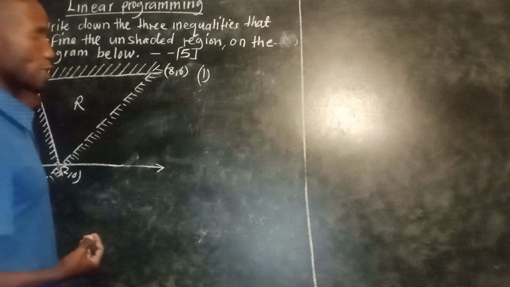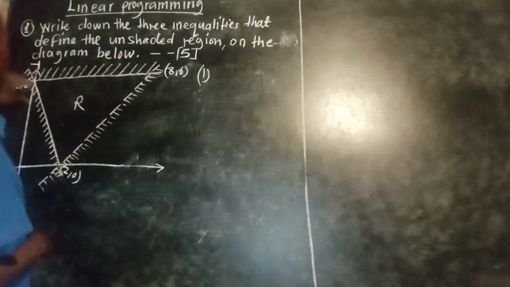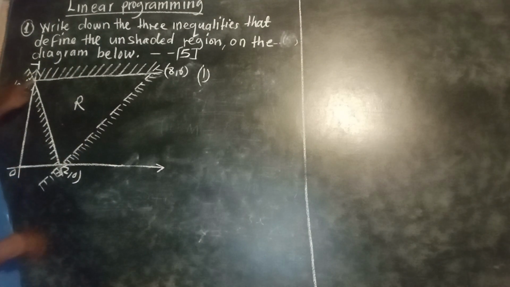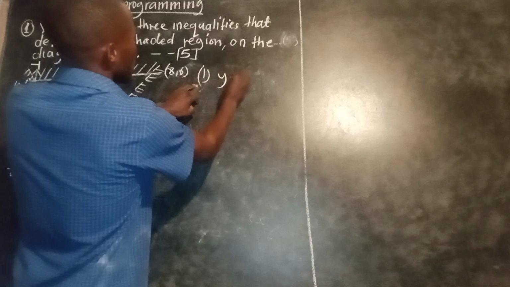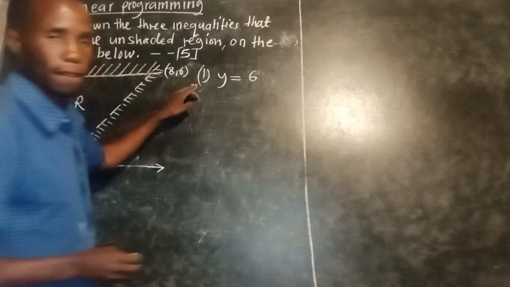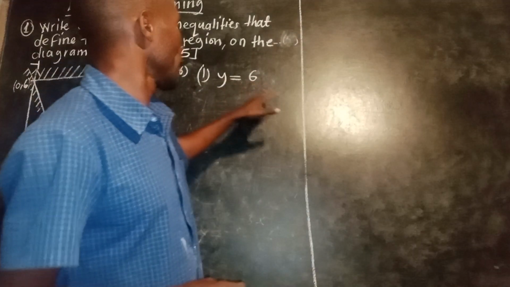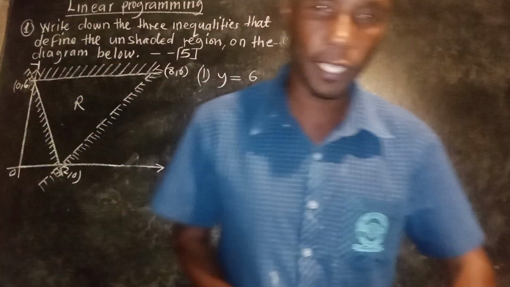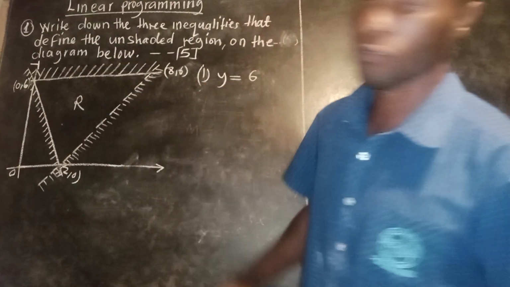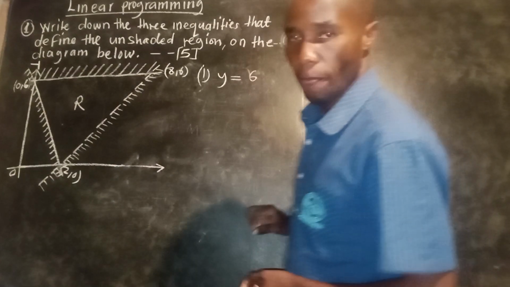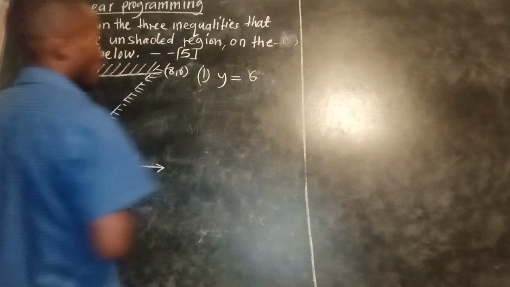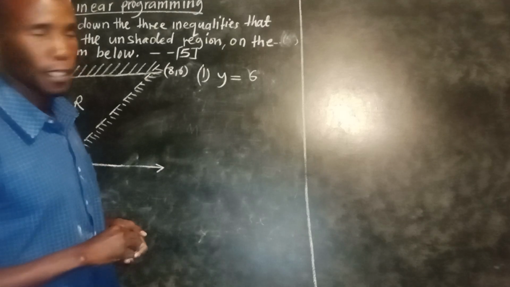So this line is intercepting the y-axis at 6, that is (0, 6). So when writing it, it is going to be y equals 6. Now this is an equation. I want to write an inequality. Inequality simply means we have to remove the equals that we have there.